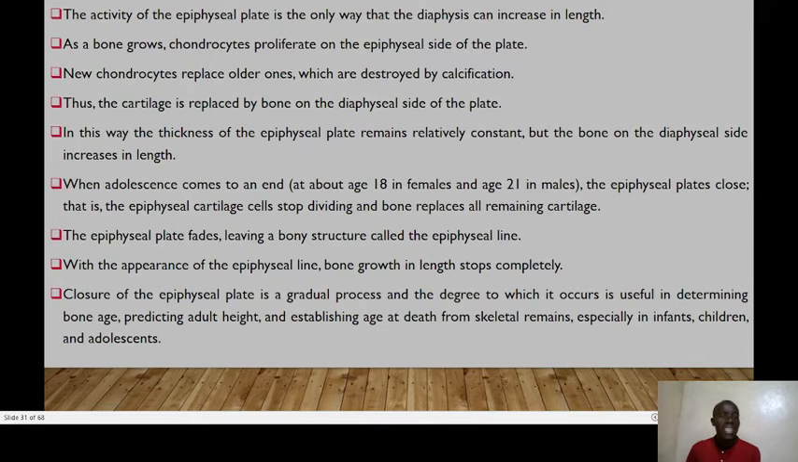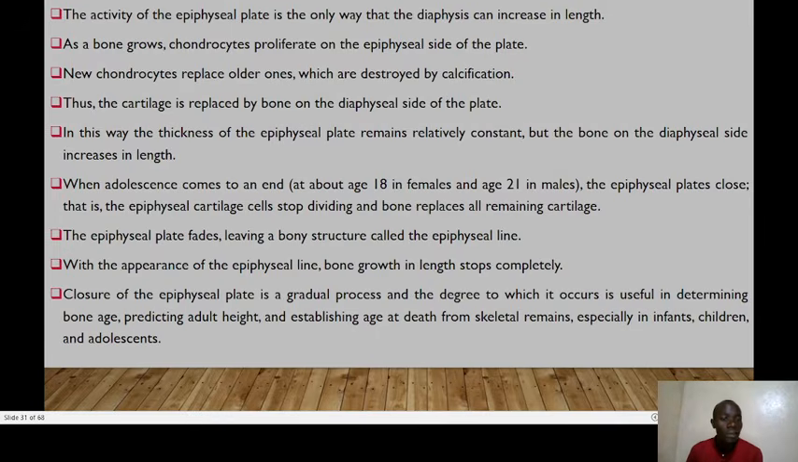In this way, the thickness of the epiphyseal plate remains relatively constant, but the bone on the diaphyseal side increases in length. When adolescence comes to an end at about age 18 for females and 21 for males, the epiphyseal plates close. That is, the epiphyseal cartilage cells stop growing and bone replaces all remaining cartilage. So the epiphyseal plate fades, leaving a bone structure called the epiphyseal line. With the appearance of the epiphyseal line, bone growth in length stops completely.